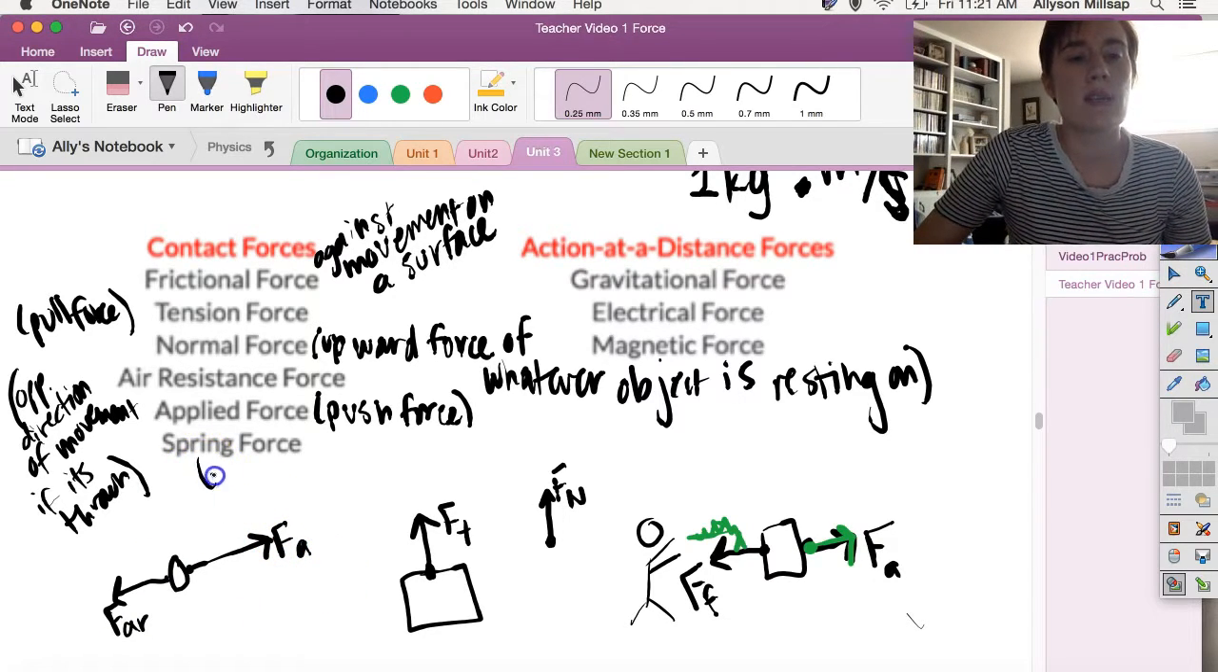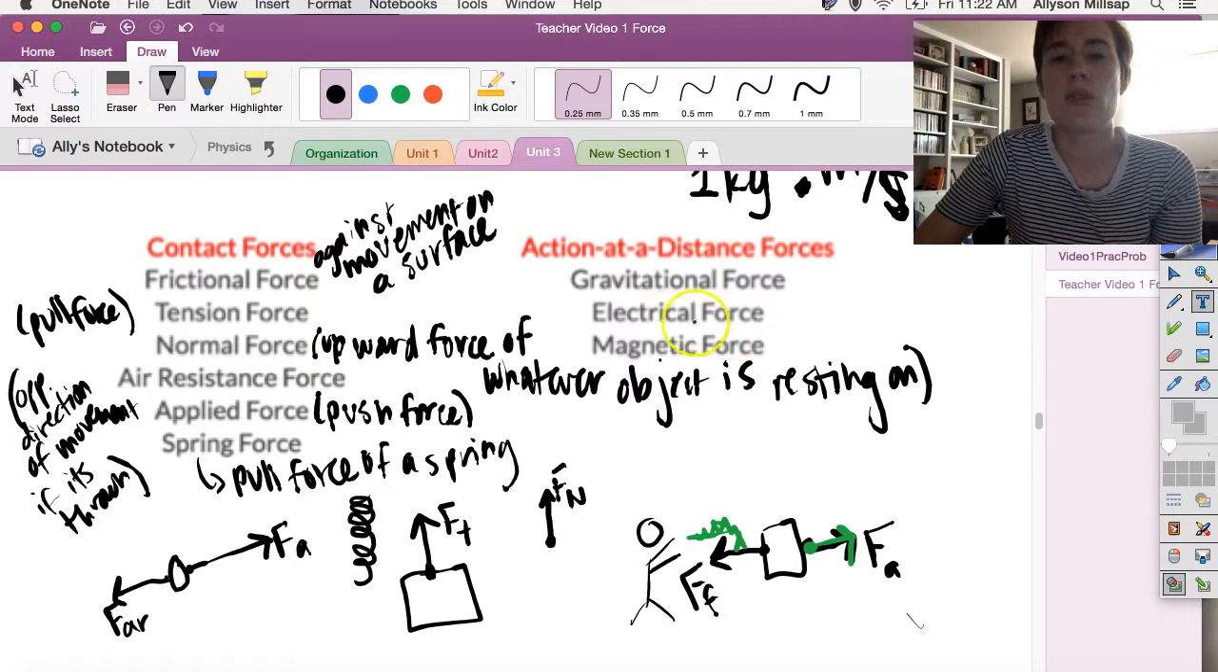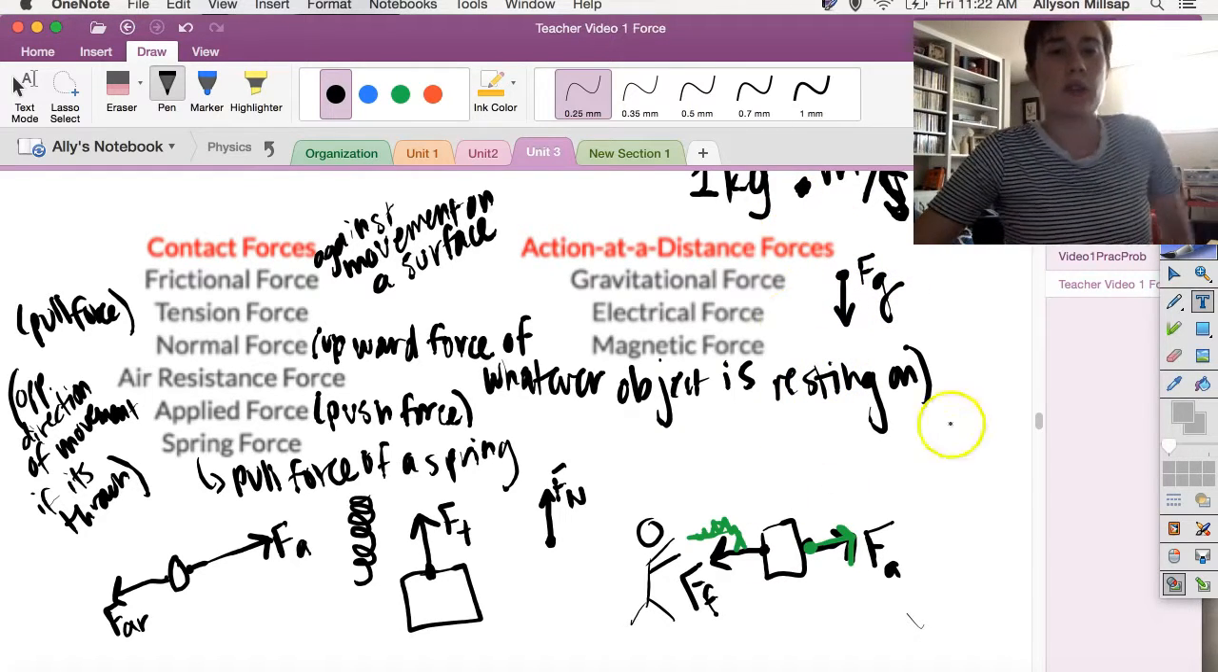Spring force is similar to a pull force, but it's pull force specifically of springs like these. It's only if you're holding something with an actual spring. So it's of a spring. And then we're not going to do a whole lot with electrical force or magnetic force right now, but gravitational force, you need to know, is always, always, always pointing downward. Okay, because it's always pulling things in the downward direction.